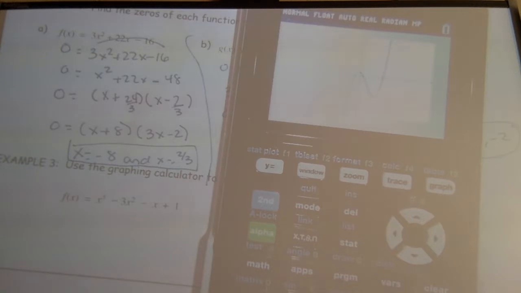How many zeros does this have? It has 3. It crosses the x-axis 3 times. To find the zeros, guys, you really need to pay attention in order to know how to do this.